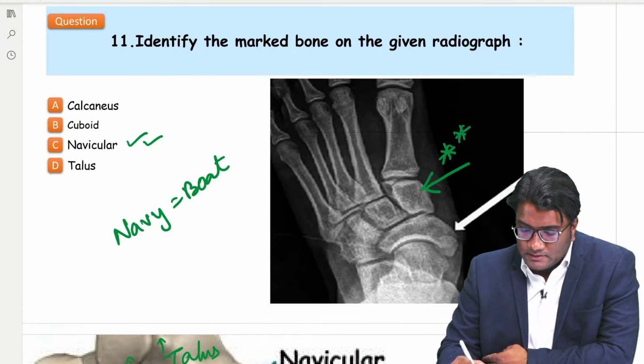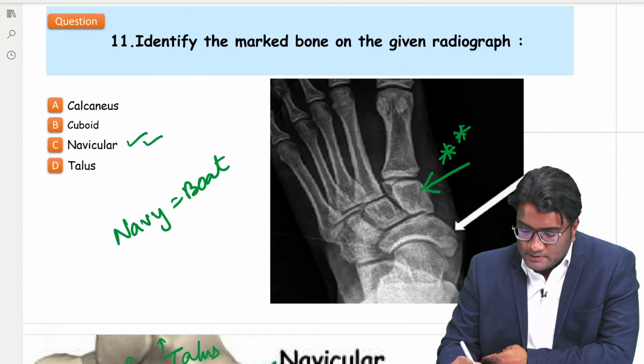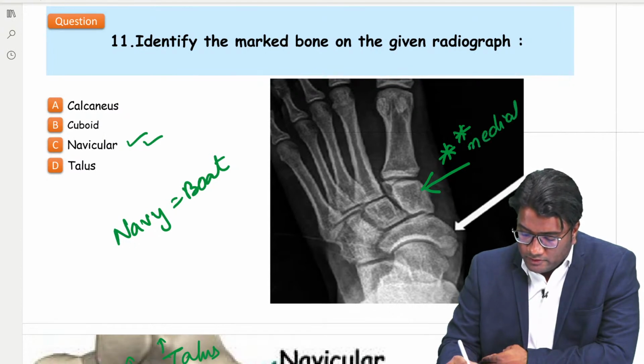This is which cuneiform? Lateral, medial. Which cuneiform do you think is this? This is your medial cuneiform, right? Medial cuneiform. So spend some time on it.